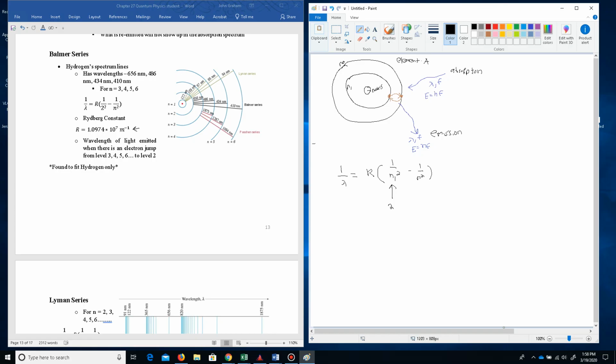One thing to point out, these are all within the visible colors within this Balmer series. This Balmer series was found to fit hydrogen only. Based on all the other ones, this is the one that fits hydrogen and works with hydrogen.